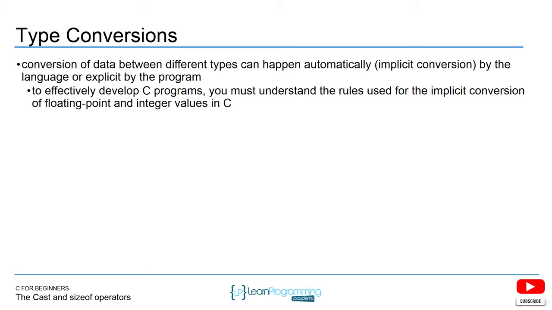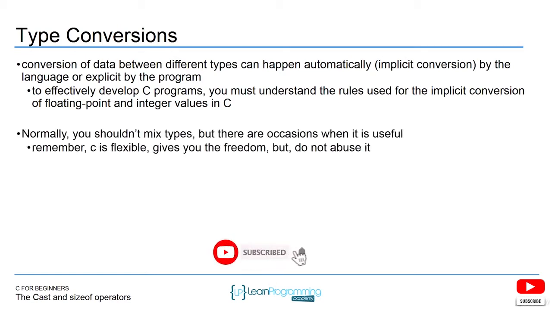When you assign data to different types, floats and doubles, the data is either going to be truncated or it's going to be promoted. These are two terms that you're going to hear. Truncated means it becomes less precise, and promoted means it becomes more precise. So try not to mix these types, but they may be useful.